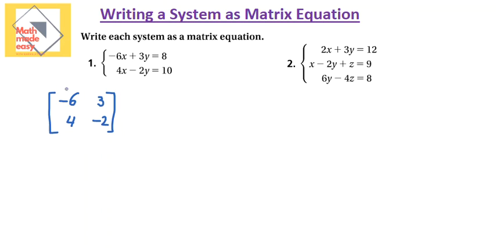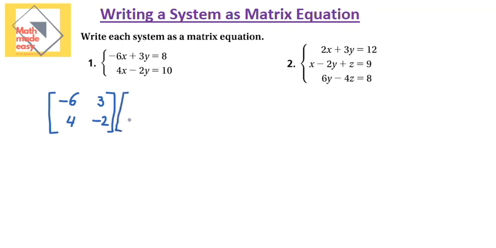So the first column should represent the coefficient of the same variable. So this is the coefficient of x in the first equation. This is the coefficient of x in the second equation. Also, each row represents the coefficients of one equation. So these are the coefficients of the first equation, and the coefficients of the second equation.